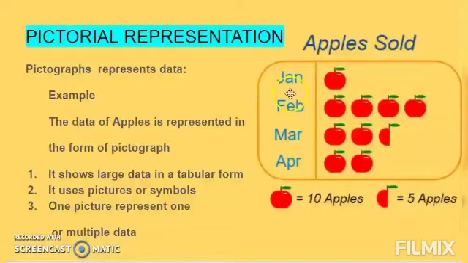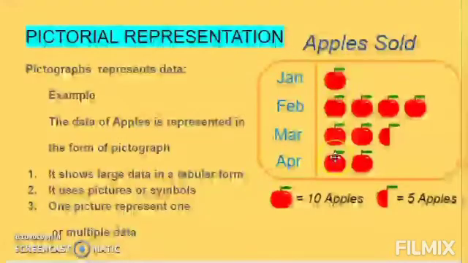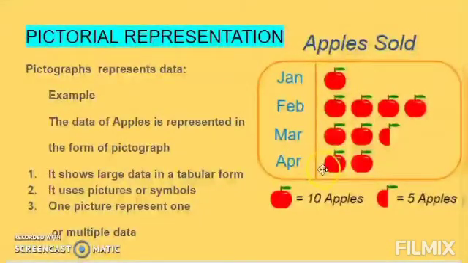For example, you can see number of apples sold. Instead of writing numbers, we have used the picture of apples. The data of apples is represented in the form of pictures, so it is called a pictograph. It shows a large amount of data in a tabular form, and it can use different keys. For example, one apple is equal to 10 apples in this pictograph.